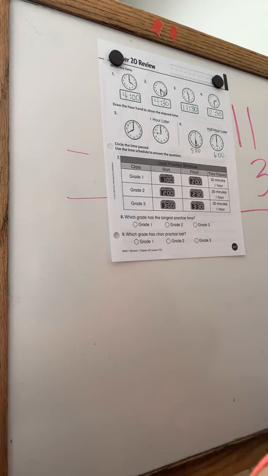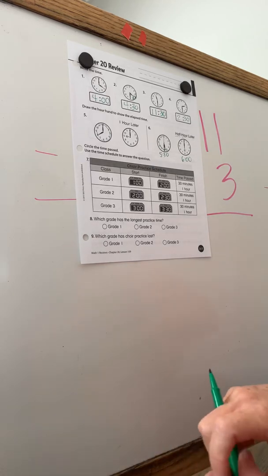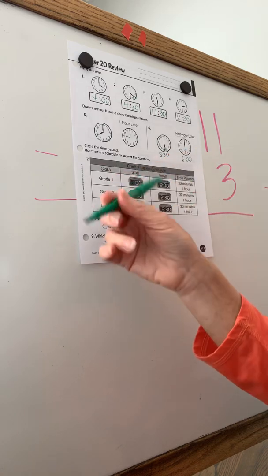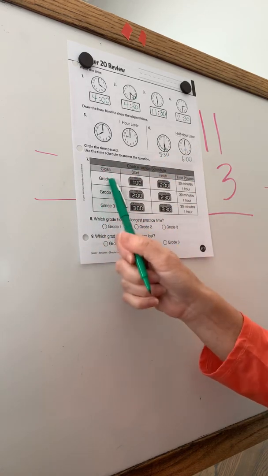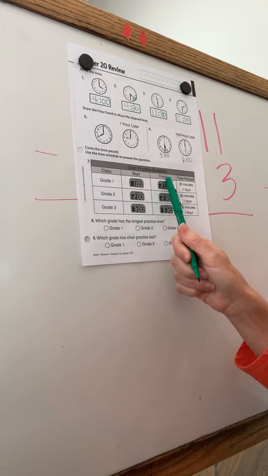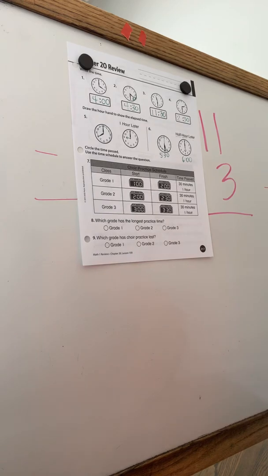Okay. All right, number 7, circle the time passed. Use the time schedule to answer the question. So for number 7, we have a schedule here of choir practice. Class, this is the grades that come. So grade 1, grade 2, grade 3. Here are their start times. Here are their finish times. And we have to circle how much time has passed.